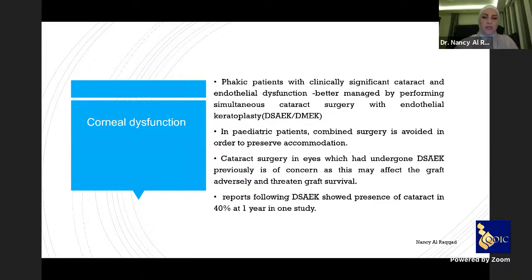Cataract surgery in eyes that had undergone DSEK previously is of concern, as this may affect the graft adversely and threaten graft survival. So it's important, if you want to plan for cataract or IOL power calculation in DSEK patients or in a corneal decompensation, to do it simultaneously, or if you are waiting for a graft, to do it in 2 steps. So you do the cataract first, and then you transplant the endothelial graft.